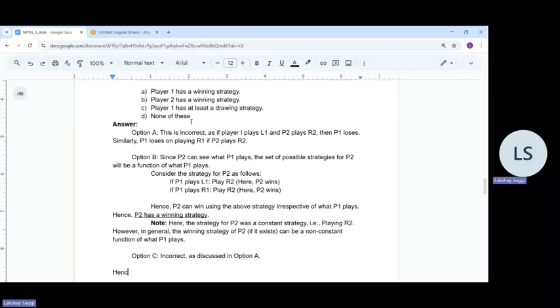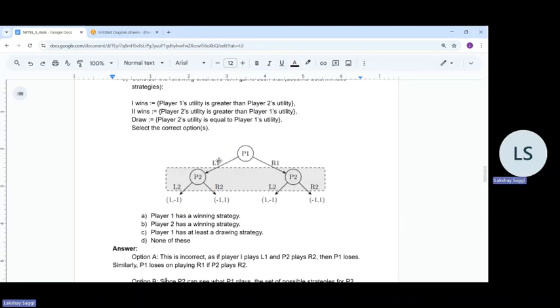So what's the final answer then? Hence option B is the only correct answer. Option B says that P2 has a winning strategy, and P2 indeed has a winning strategy. Okay, I hope this makes sense. This was not confusing, and it was also discussed in the lectures. But again, I'm stressing that player 1's strategy here is something like L1 or R1, but player 2's strategy will be a set of functions.